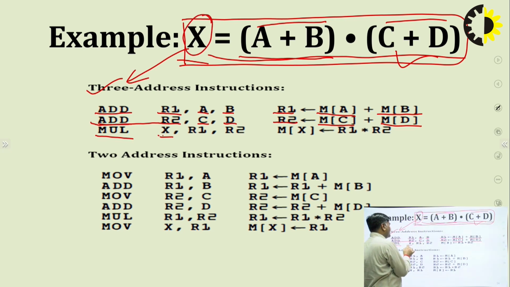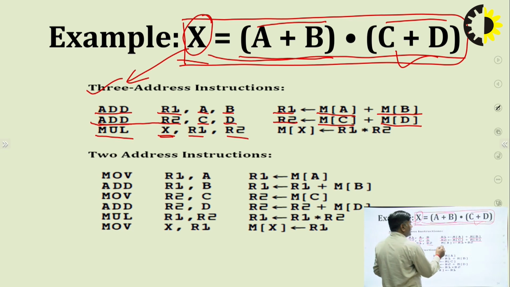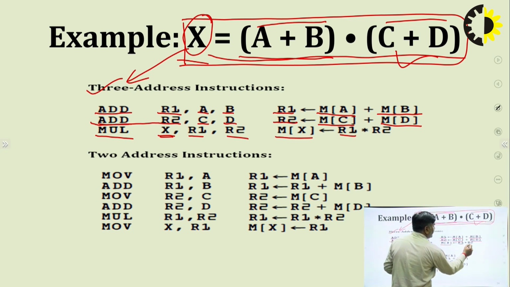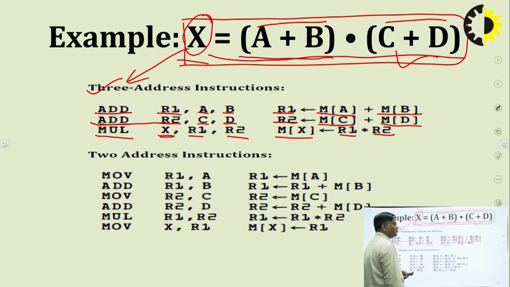So we take the address X, and we multiply the content of R1 and R2. So here in M of X, we are going to multiply R1 into R2, that means we have performed (A plus B) into (C plus D). In this way, we write the code for this expression, that is the three address instruction.